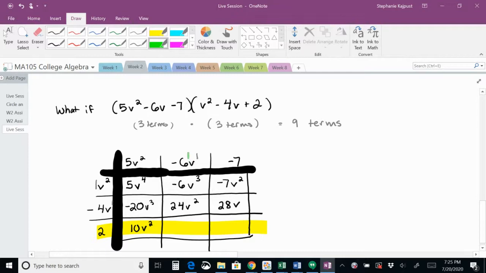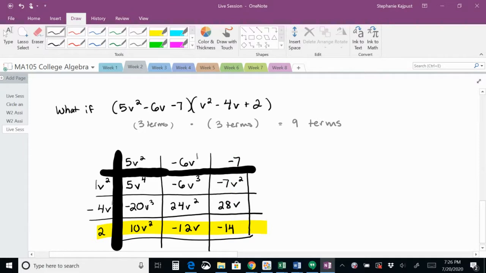Then second column, we're going to multiply 2 by negative 6v to the first. So 2 times negative 6 is negative 12, and then we just have a v. And then you're doing that last column times the 2. So it's 2 times negative 7, which is negative 14. So now I've multiplied everything. I filled in all of my boxes here, so I know I've multiplied everything that I needed.